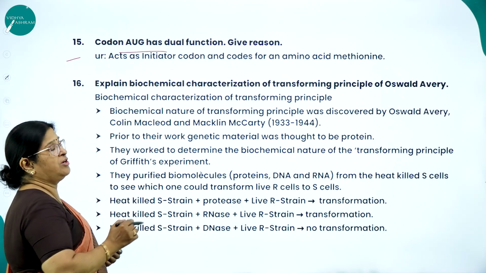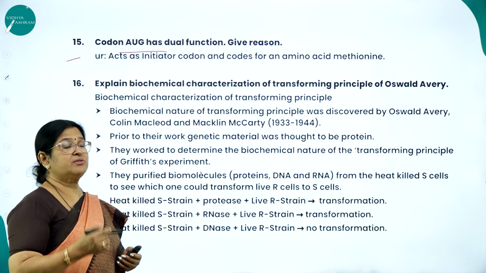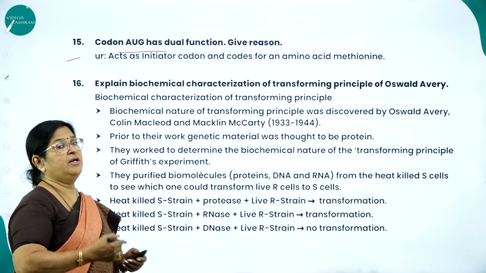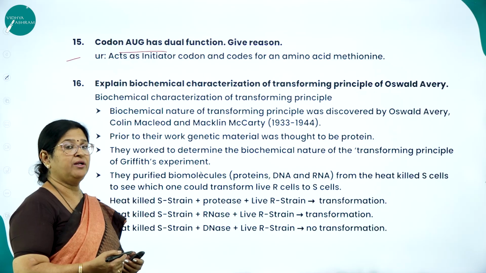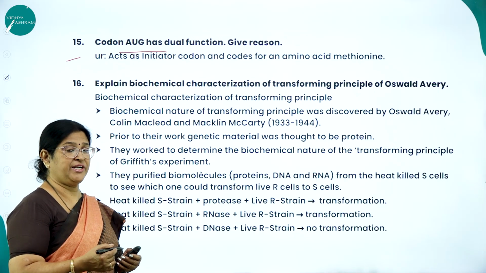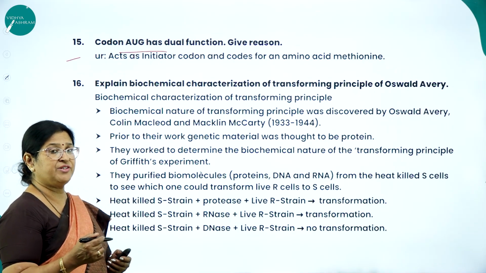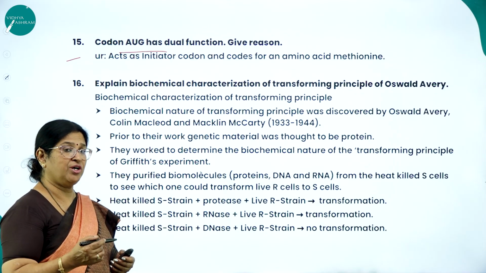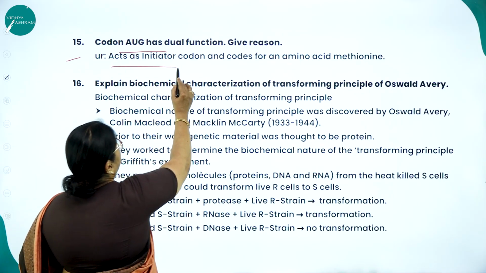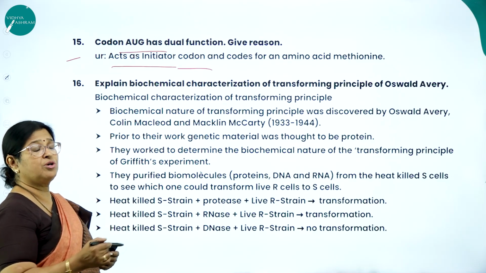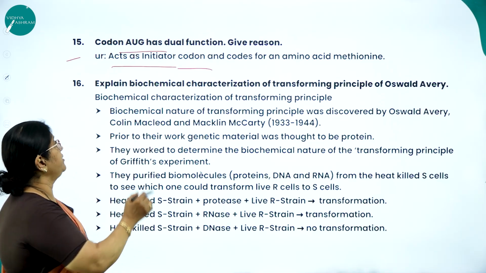Moving on to question number 15. Codon AUG has dual function. Give reason. This is a 2-marker question. In the previous slide I explained the salient features of the genetic code. One salient feature is that AUG has dual functions. It acts as the initial codon and also codes for an amino acid called methionine.